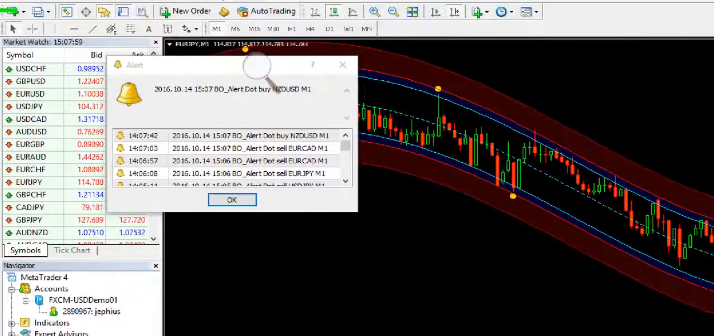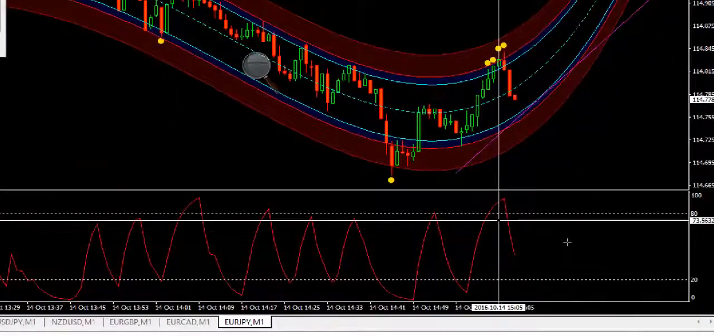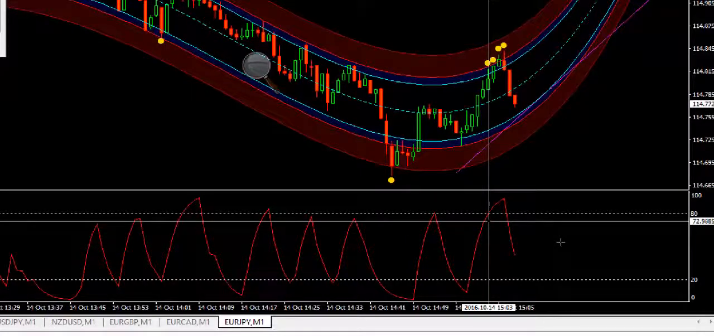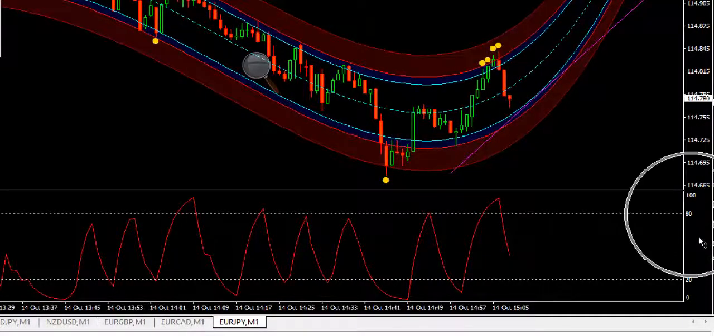Another thing you can use when you're trading my system: here, when the first dot came out, the price is also to be above this line, which is the 80 period line.